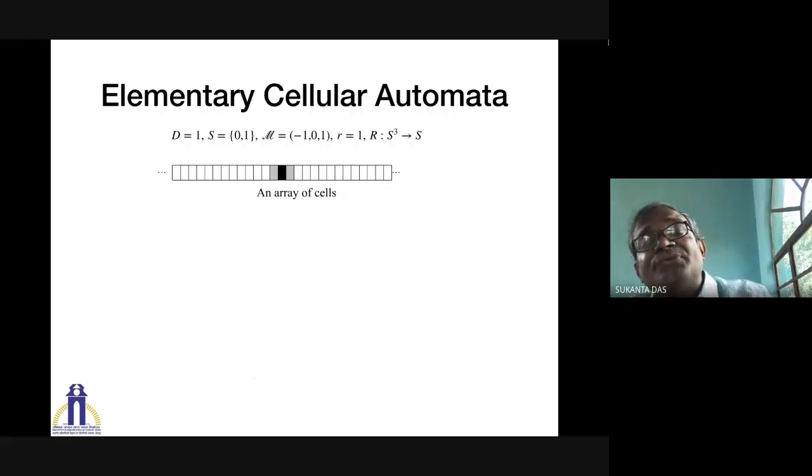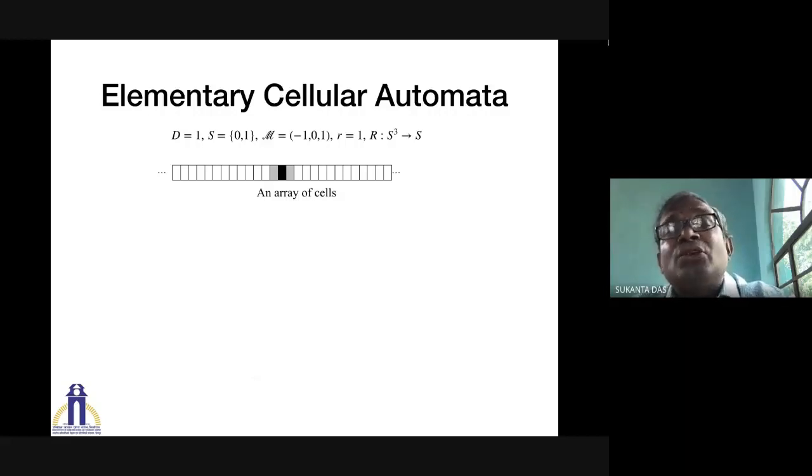So this is the array of cells. You can consider a one-dimensional array. The black cell in the figure is the cell under consideration, and the gray cells are its neighbors. The left side neighbor is the left neighbor, the right side neighbor is the right neighbor, and then the cell itself. So -1, 1, and 0 is its neighborhood vector.